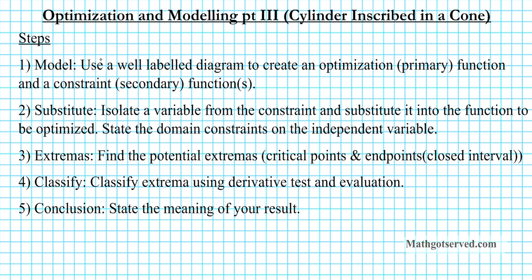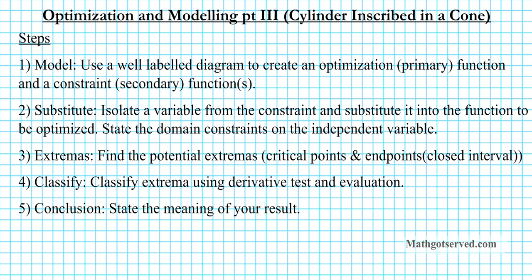When solving optimization problems, these are the 5 steps I normally require of my students. First of all, you generate a model using a well-labeled diagram. The models are going to be two: your optimization, a primary function, and a constraint function. Part 2 involves a substitution process where you express your optimization function in terms of one variable by explicitly solving for a variable in your constraint function and substituting it into the optimization function. That makes it easy for you to differentiate.